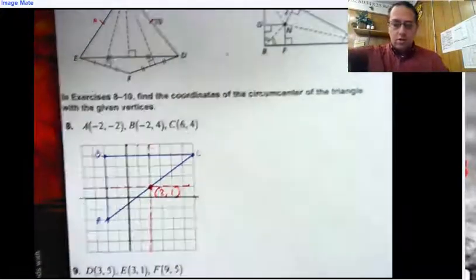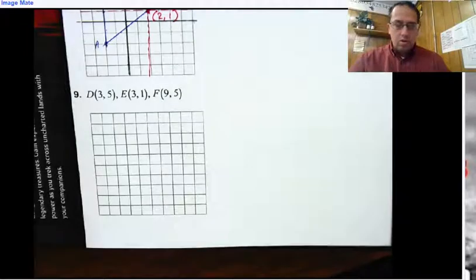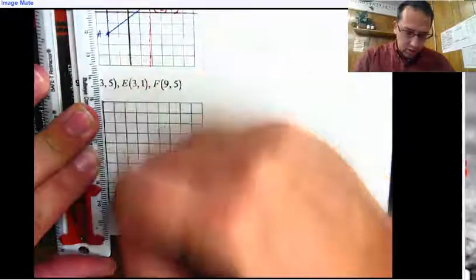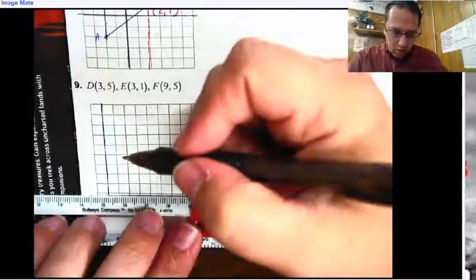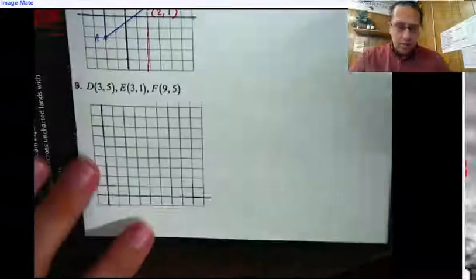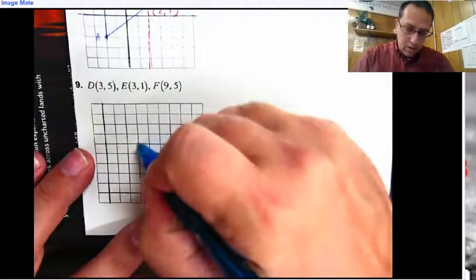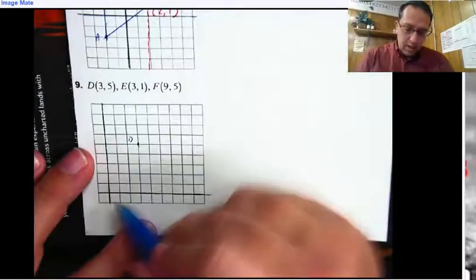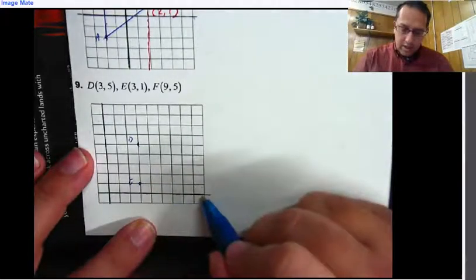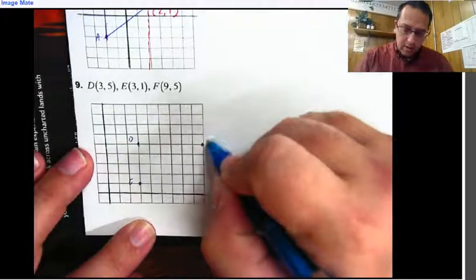All right, so real quickly, let's go ahead and do the next one. All right, let's see here. These are all positive numbers, so I can put my axis way down here. So I'm just looking at the first quadrant rather. All right. Now we plot our points. 1, 2, 3, up 5. That is point D. The next one is at 3, 1. Point E. And the next one is at 9, 3, 4, 5, 6, 7, 8, 9, and 5, which is right there. That is point F.